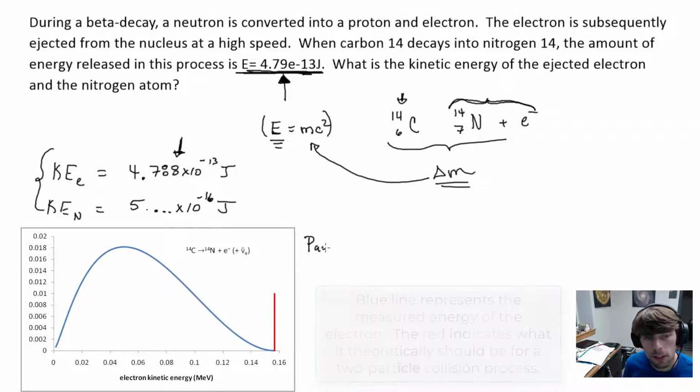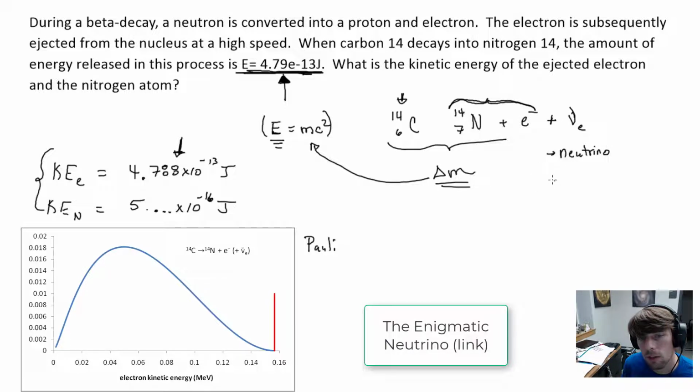Now this is where Pauli comes in. The same Pauli from Wolfgang Pauli, same Pauli as the Pauli exclusion principle. And he basically says, you know what? I trust momentum conservation and energy conservation so much that the only way to solve this is to add in a third particle. And so he hypothesized the existence of a third particle called the neutrino.